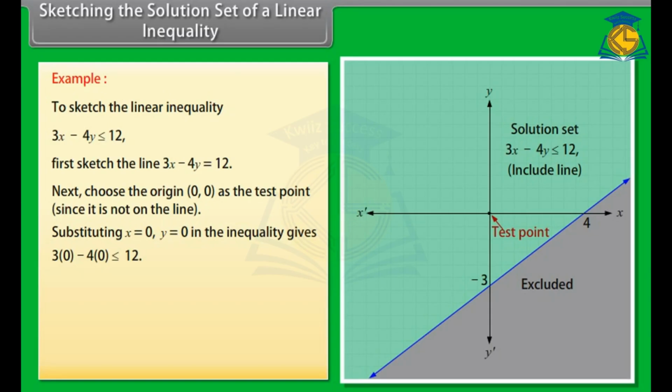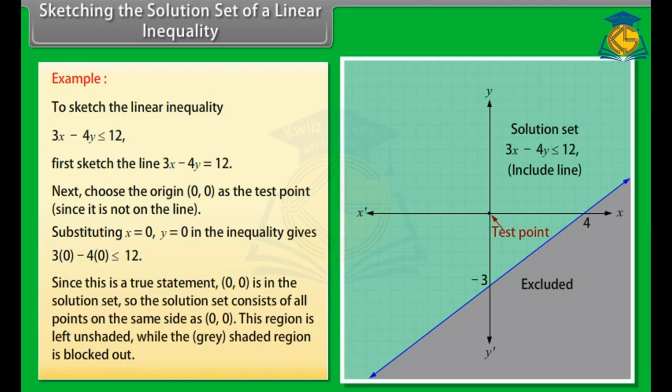equal to 12. Since this is a true statement, 0, 0 is in the solution set, so the solution set consists of all points on the same side as 0, 0. This region is left unshaded, while the grey shaded region is blocked out. Graphical method of solving linear programming problems.